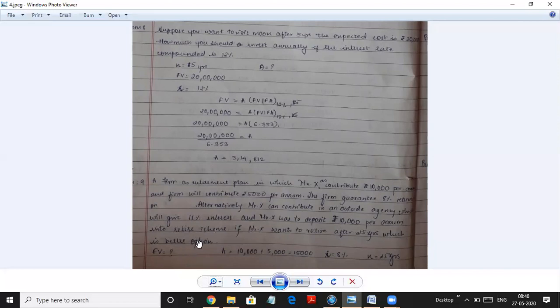So let's understand it one by one. A firm has a retirement plan in which Mr. X has to contribute 10,000, and the firm will contribute 5,000 per annum. So 10 plus 5, total is 15,000. 10,000 Mr. X will give, 5,000 the firm will give. So every year 15,000 will get contributed. The firm guarantees 8% return on investment. So R is 8% and Mr. X will retire after 25 years. So N is 25 years.